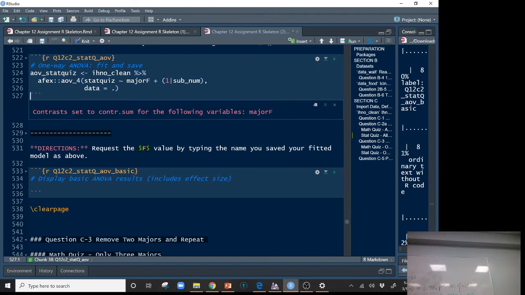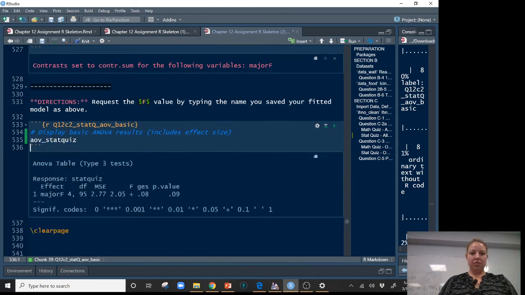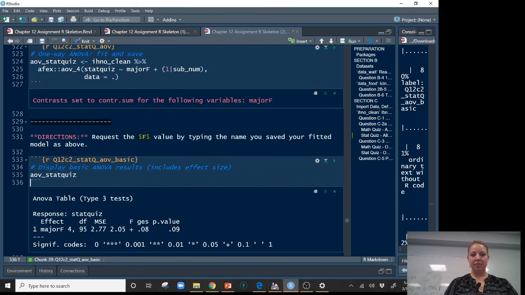Now, it gave us a message in red. Is that bad? Well, let's read it. Contrasts set to contr.sum for the following variables: majorF. That is totally fine. We'll learn what that means next chapter, so you can ignore it. That's something you don't need to worry about. Okay, so now we just put the name. Whatever we save it as up here, if we run just the name, we'll get that basic ANOVA results.